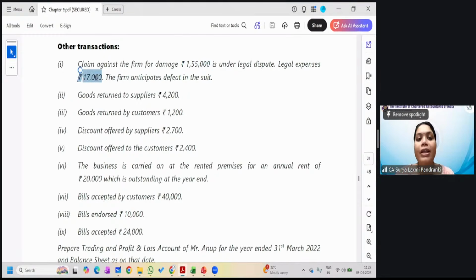And what will happen to the legal expense of 17,000? It is just an expense, no? Yes. Whether you win the case or you lose the case, you still have to pay the legal expense to the lawyer. You can't skip that. You can't say that I lost, so I will not pay the legal expense. That will not be possible, right? So whether you are winning or losing the case, you still have to pay the legal expense. So this legal expense has to be taken to your P&L statement as an expenditure.